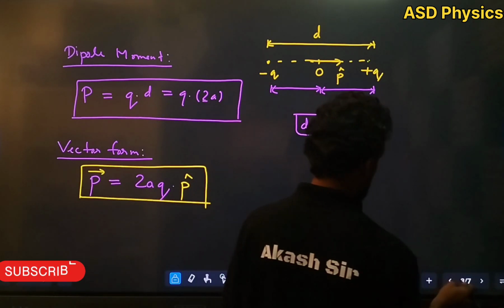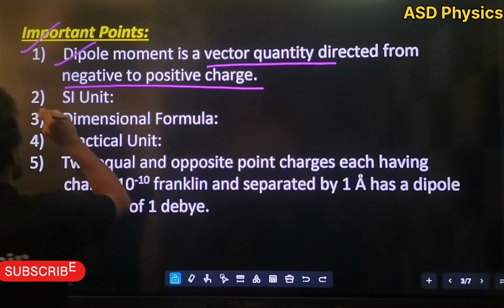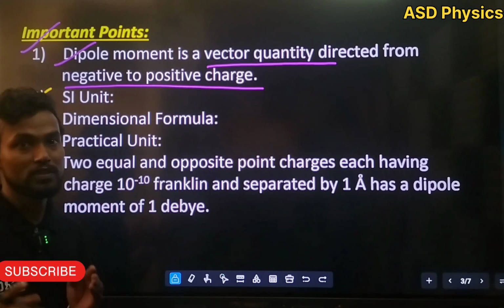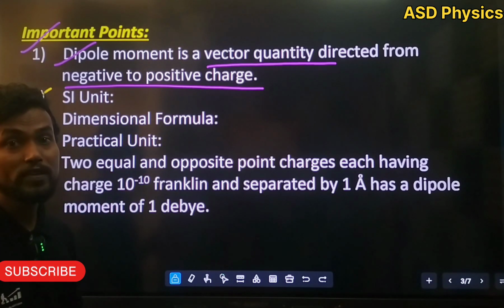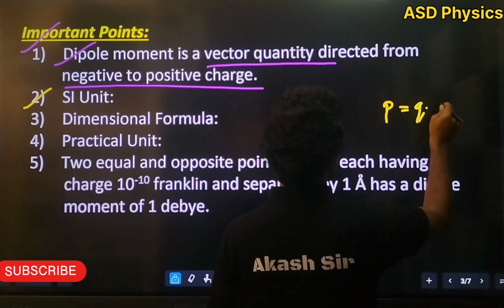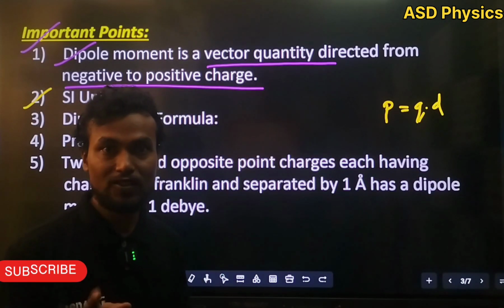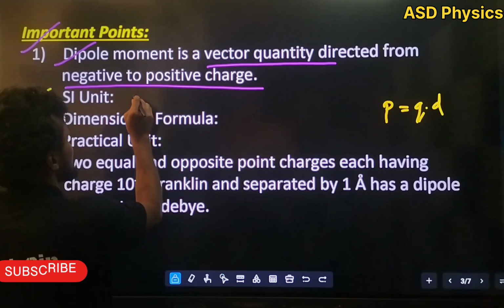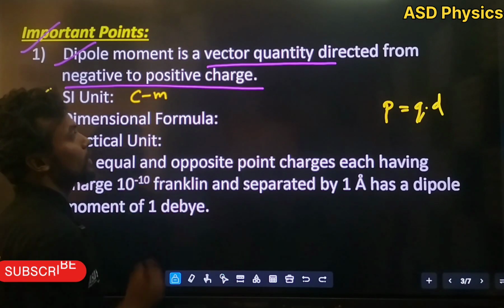Okay, now after that let's go to the other topic. See here please, SI unit. What is the SI unit, students? As you know very well, the dipole moment is q into d. For charge it is coulomb, for distance it is meter. So we'll write here SI unit: coulomb meter.